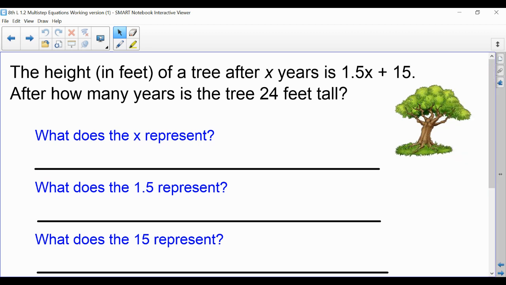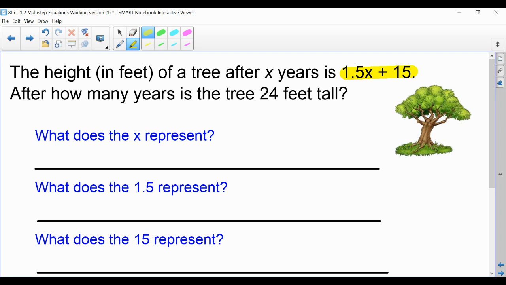Now we're going to take a look at some real world situations and see if we can figure out, when we're given the equation, what some of these things represent. So our first problem here, we have a tree and the height in feet of the tree after X years is 1.5x plus 15. And then it's asking us after how many years is the tree 24 feet tall? So how long did it take that tree to grow 24 feet?